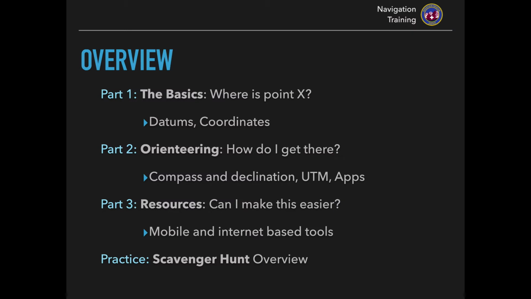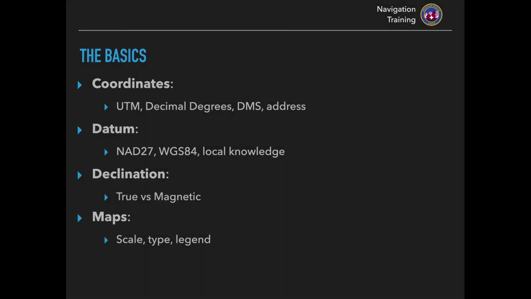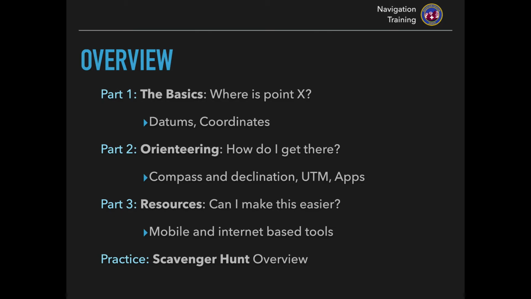This is the first video in the series and will focus on the basics of describing a point on Earth. Here, we will outline and define coordinates, datums, declination, and map basics. Understanding these core concepts is a necessary part of navigating and will be expanded upon in the second video about orienteering.